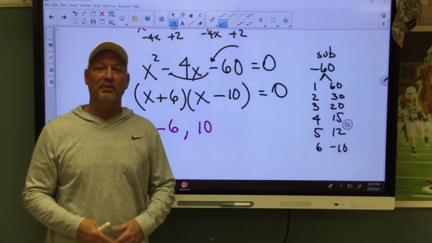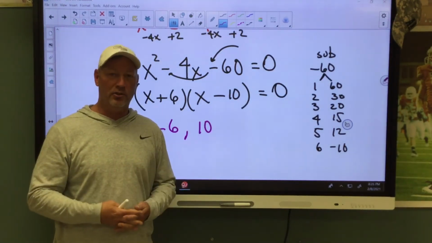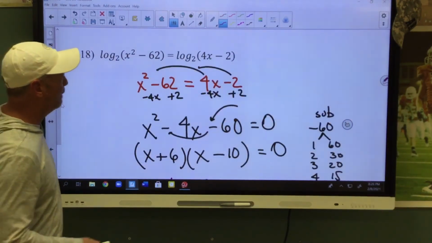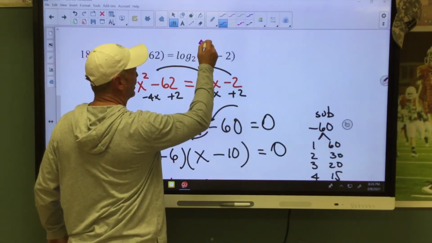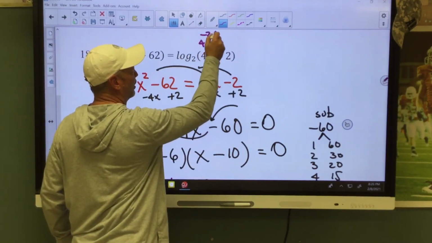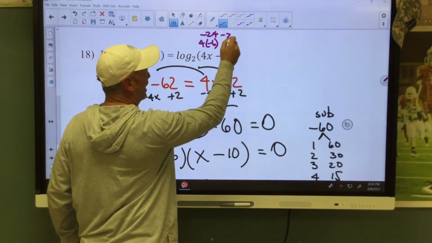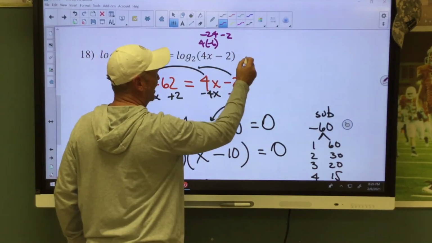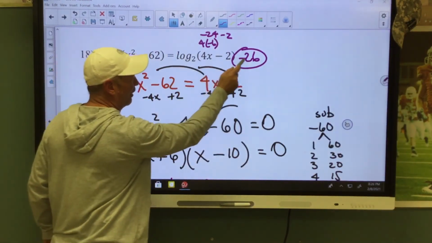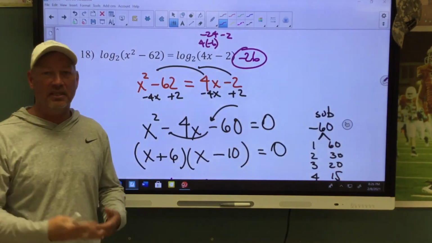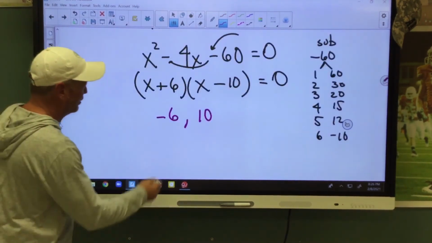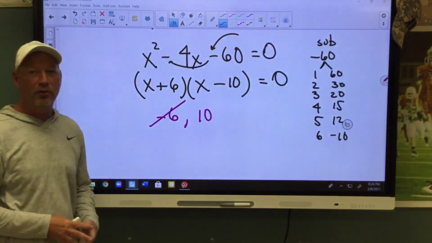But we have to go back and substitute them in to check for an extraneous solution. So let's try negative 6, okay? 4 times negative 6 is a negative 24 minus 2. That will give me a total of negative 26. I cannot take the log of negative 26. It's going to tell me it's undefined. So that answer is not good. This is going to be an extraneous solution, so you don't include that number.